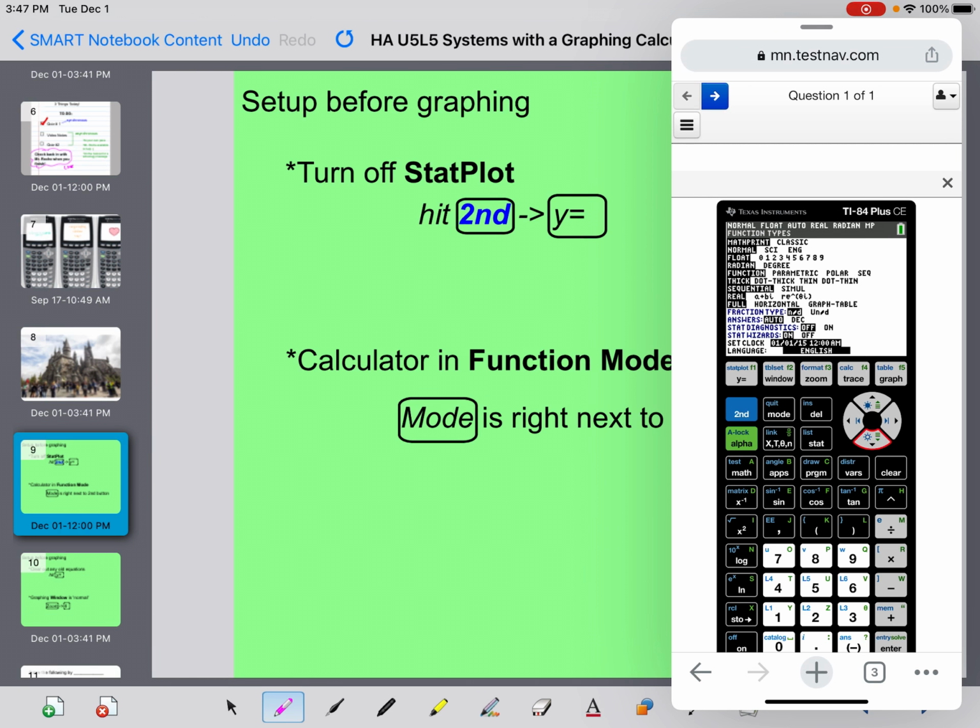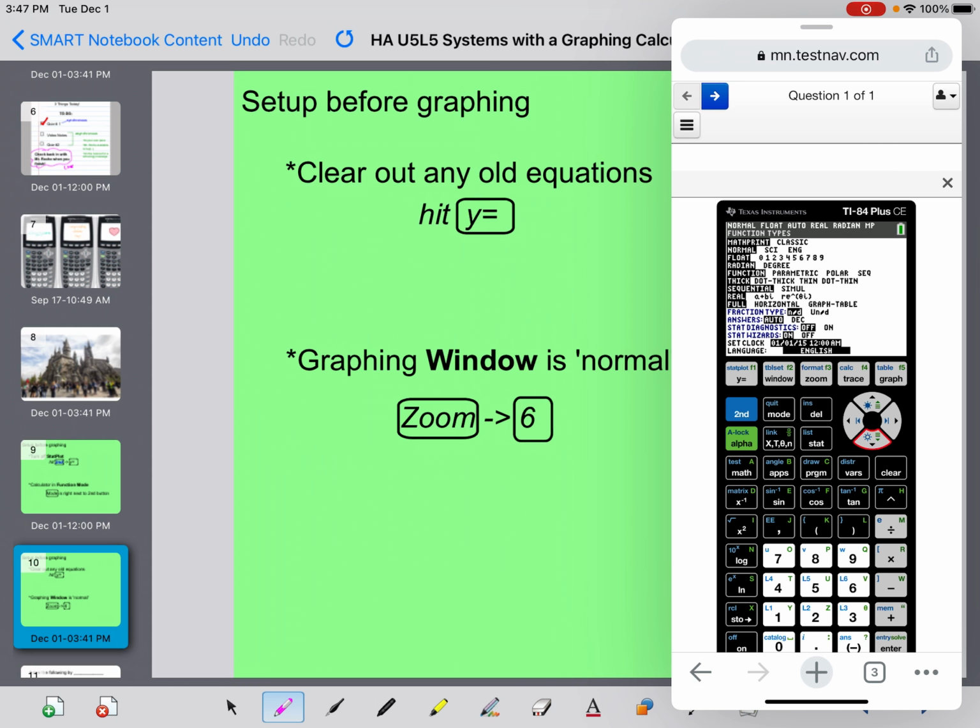We got 2 more. One is to make sure that all of your equations in here are cleared out. So scroll all the way down. There should be 10 of them, and you shouldn't have anything pop up on your graph before you start. And then speaking of your graph, it is very possible that your window is kind of goofed up, and I'm going to goof up mine to show you what it might look like.